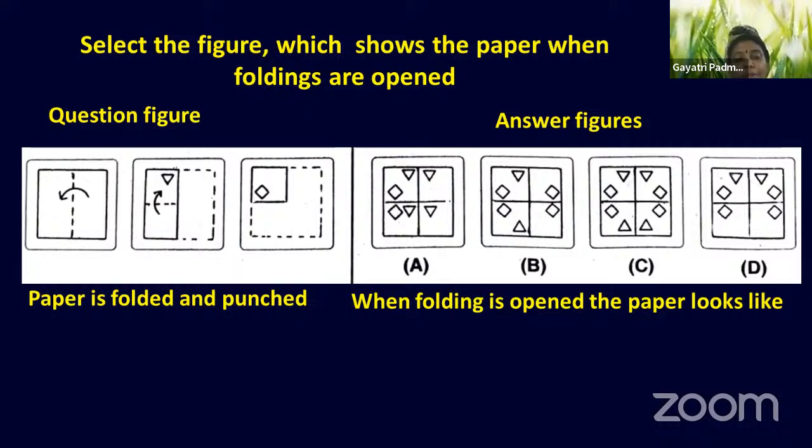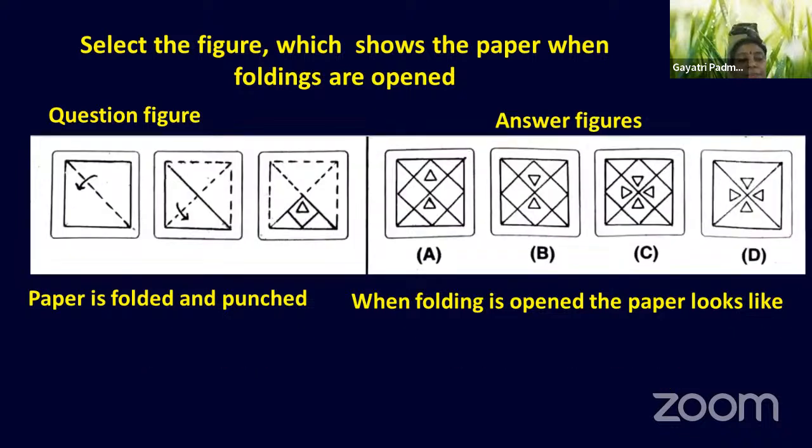Sometimes if we feel it is a little confusing, then we can take it ourselves, quickly do it and find out the result, provided we have time for that. Not more than 1 minute should be taken for such questions. The correct option is option D. When the folding is opened, the paper looks like option D. If you had opted for option D, then your answer is right. Perfect.